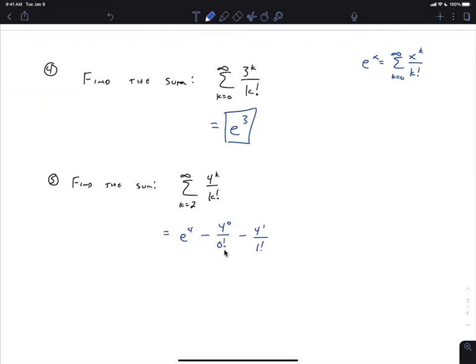And then, okay, 4 to the 0 over 0 factorial. 0 factorial is 1. So this is 1. 4 over 1 is 4. So this is e to the 4th minus 5. And that's the simplest we can get. But the sum of that series is e to the 4th minus 5.